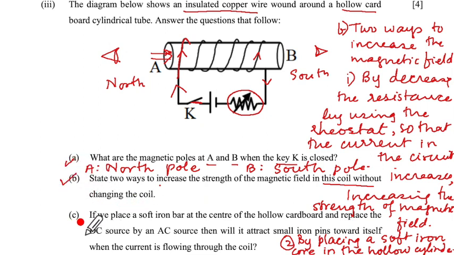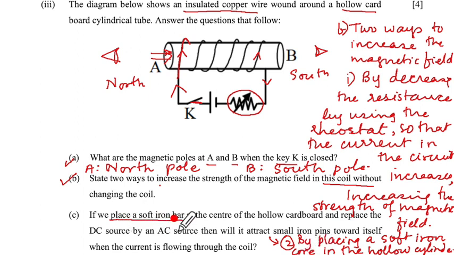Now, what are they saying in the C part? If we place a soft iron bar at the center of the hollow cardboard and replace the DC source by AC source, then will it attract soft iron pins towards itself when the current is flowing through the coil? Now, they are saying that if we place a soft iron bar, which means that the second point could have been by adding one more cell to the circuit, we could have put that. But even if we write this, you will get your marks because this is a valid point.